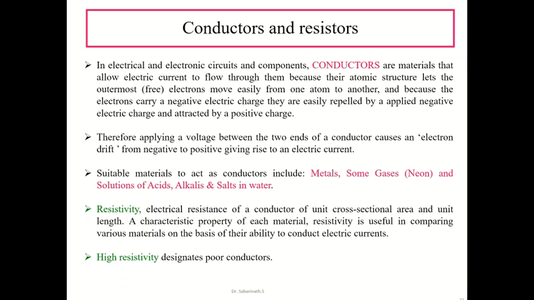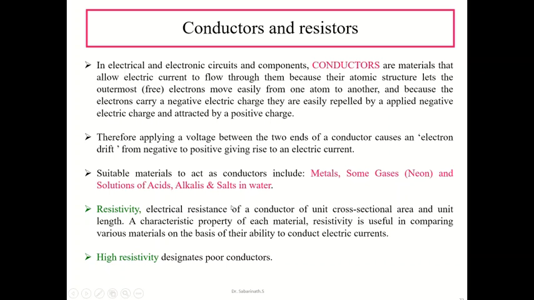Since electrons carry a negative electric charge, they are easily repelled by the applied negative charge and attracted by the positive charge, so the electrons will flow through them. Therefore, applying a voltage between two ends of a conductor causes an electron drift from negative to positive, and it gives rise to an electric current. Suitable materials to act as conductors are metals, some gases including neon, and some solutions of acids, alkalis, and salts in water.